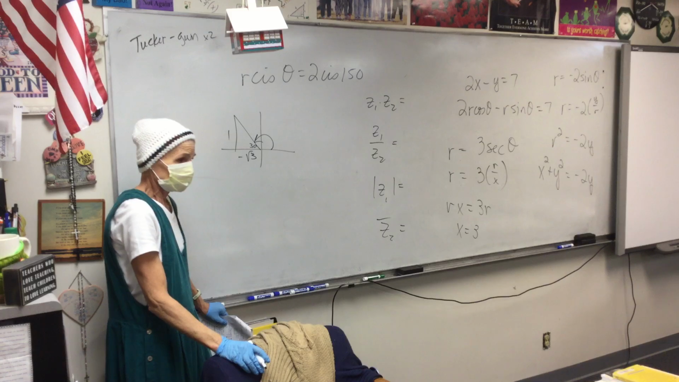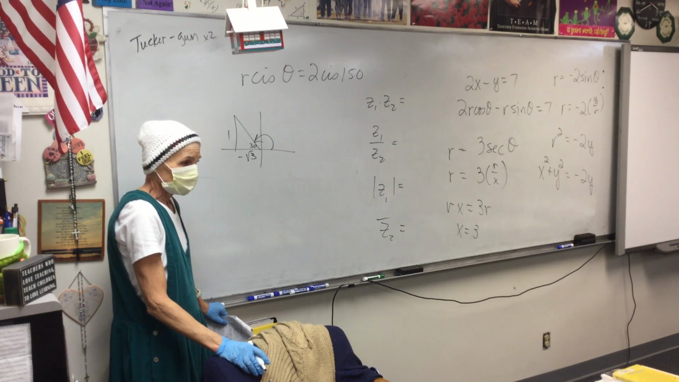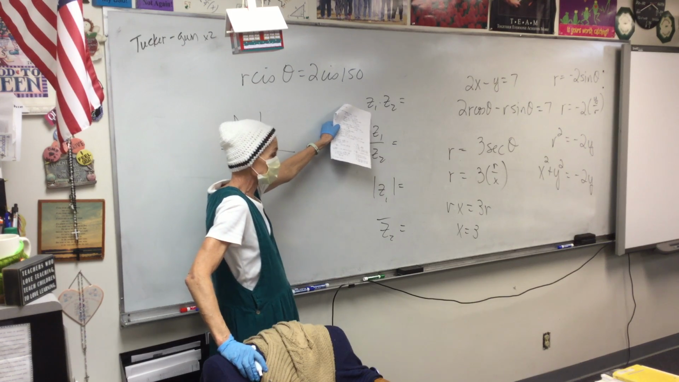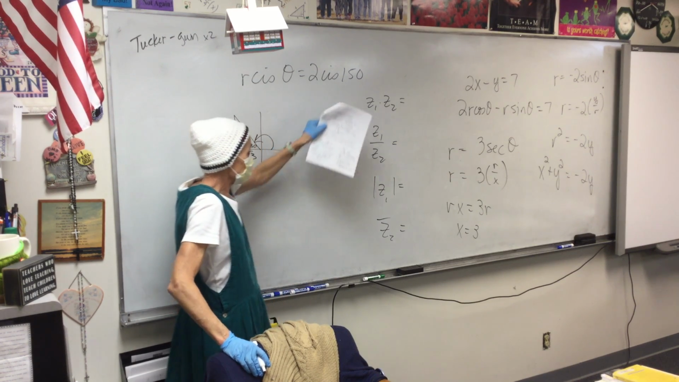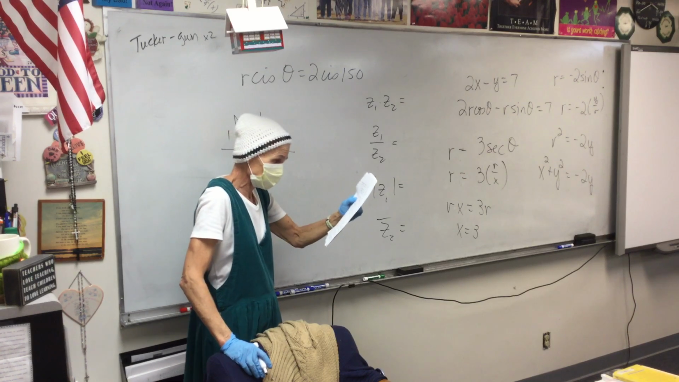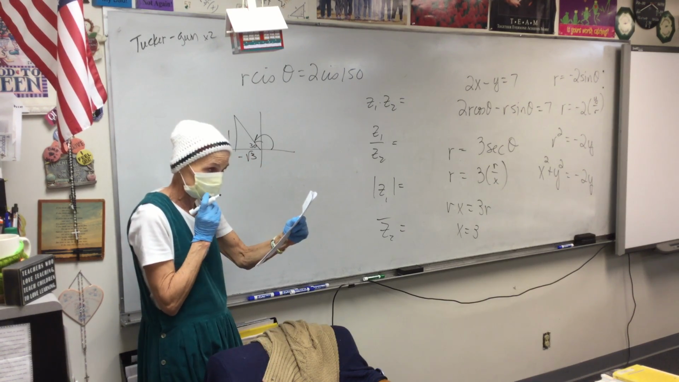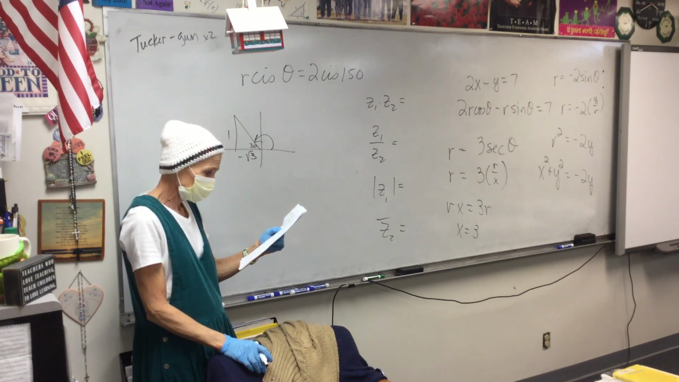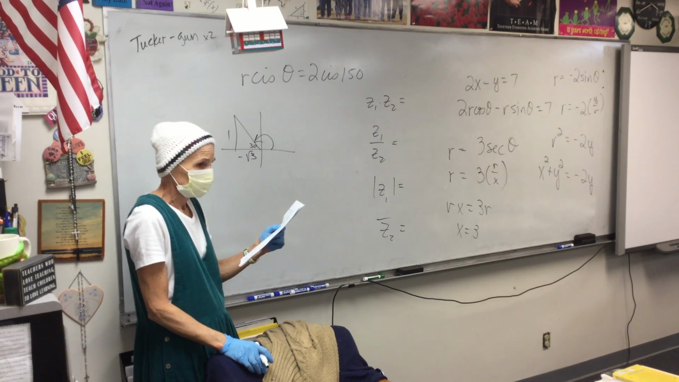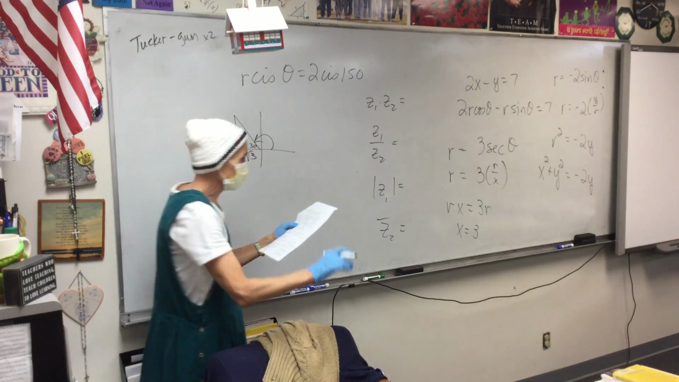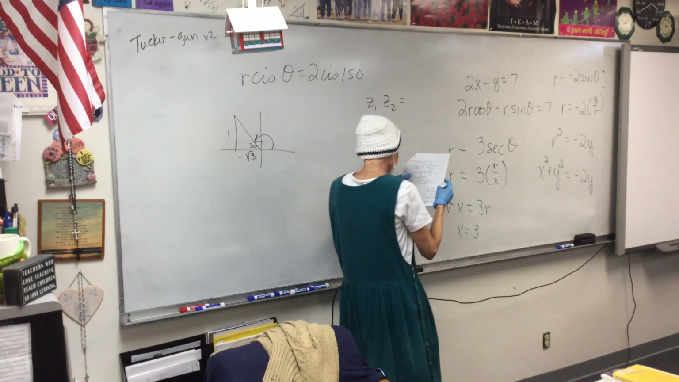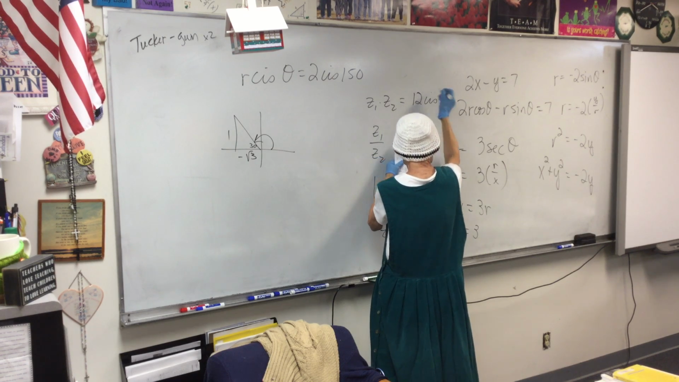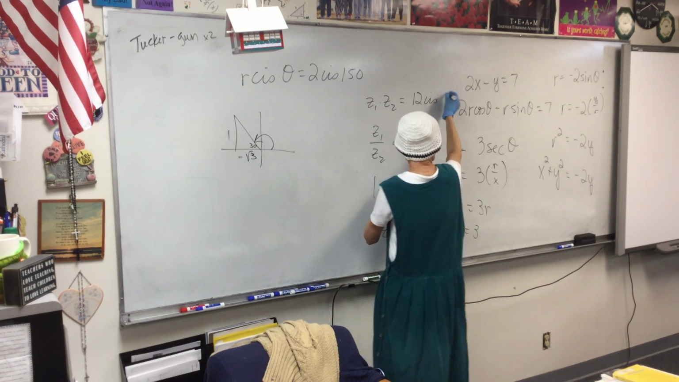All right, number 9. That's a multiply problem. How do we multiply numbers in polar form? What is our rule? Multiply the R's and add the angles. Multiply the R's and add the angles. So if I multiply my R's, I get 12. And if I add my angles, I get 82.